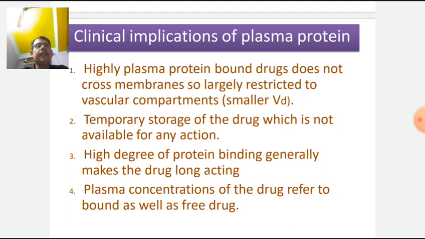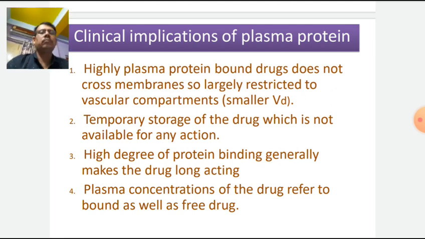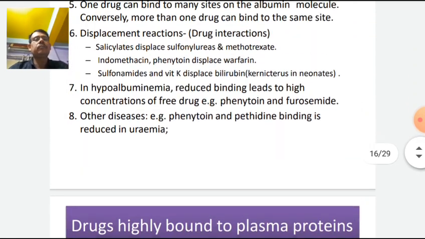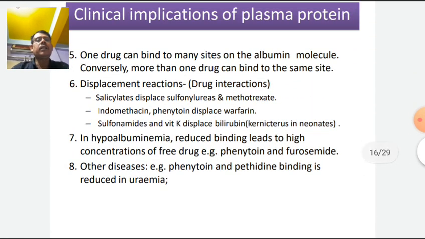If the drug binds to the protein, then the free concentration will be less and ultimately the therapeutic activity will be less. A high degree of protein binding generally makes the drug long acting. Plasma concentration of the drug refers to the bound as well as the free drug. One drug can bind to many sites of the albumin molecule, and conversely more than one drug can bind to the same site, causing displacement reactions and drug interactions.